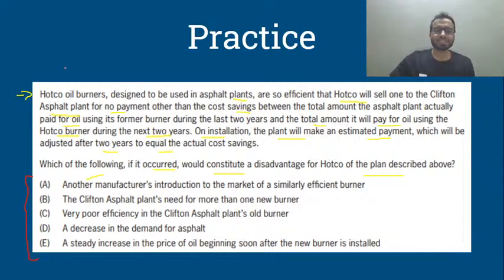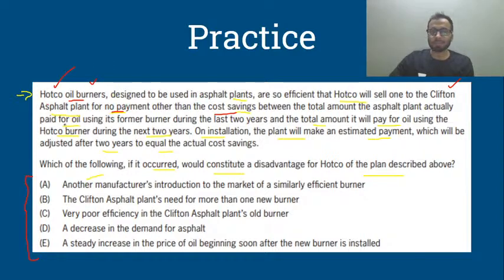Okay, so what is the situation in the passage? The situation in the passage is that we have a company called Hotco. They make oil burners. They are designing oil burners for asphalt plants. Then they approach Clifton and they tell Clifton, you can use our burner for no payment. What we need is for you to give us the cost saving. So before using our burner, you would have been using another burner, another company's burner.